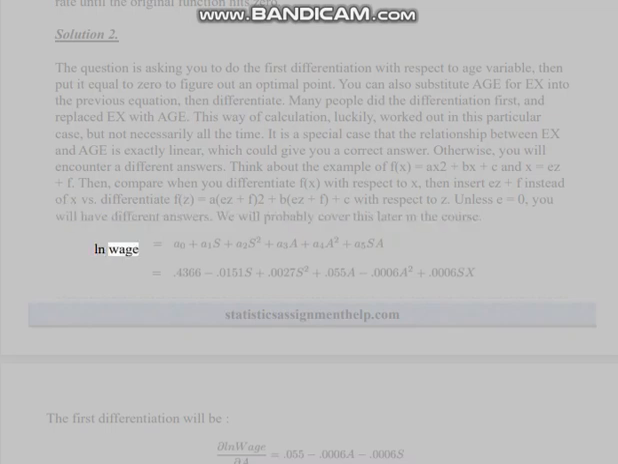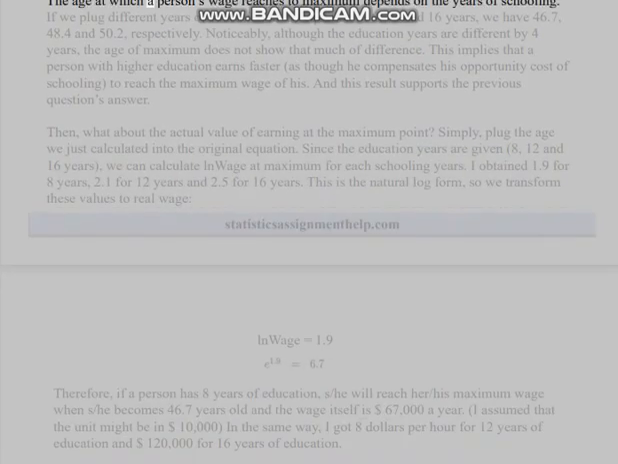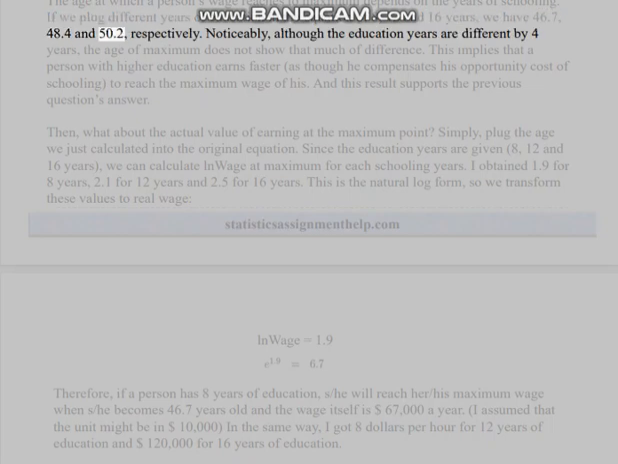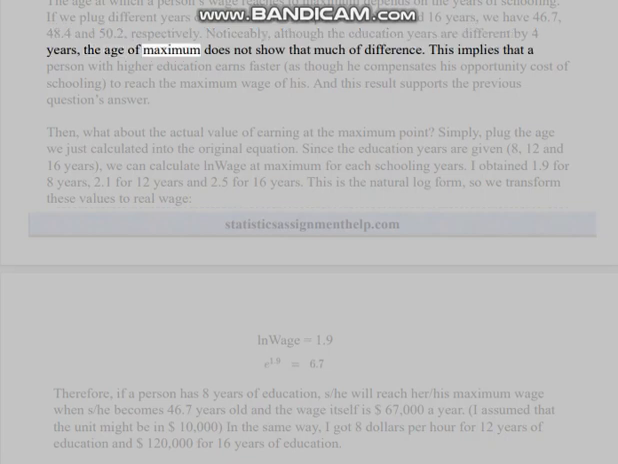The first differentiation, the FOC, is set up for ln wage. The age at which a person's wage reaches maximum depends on the years of schooling. If we plug different years of education in the equation, 8, 12, and 16 years, we have 46.7, 48.4, and 50.2, respectively. Noticeably, although the education years are different by 4 years, the age of maximum does not show that much of difference.